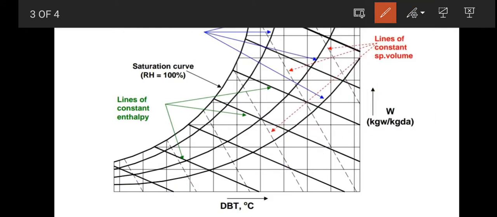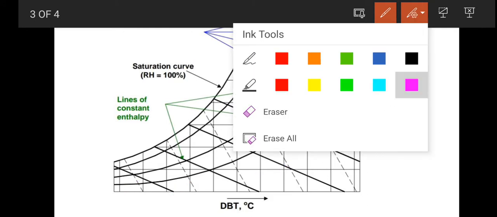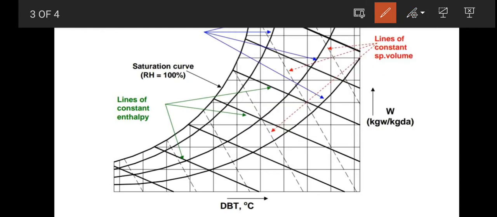Now next, the dark black inclined lines. These dark black inclined lines indicate the lines of constant enthalpy, and the unit is kilojoule per kg of dry air.